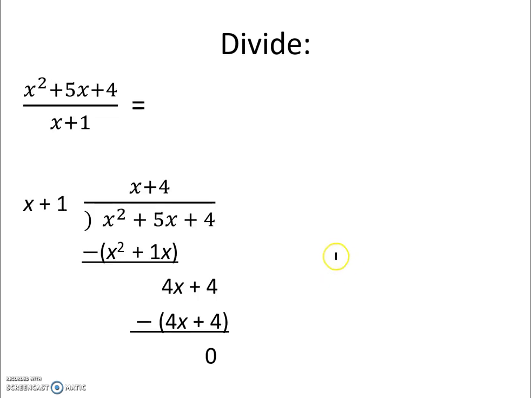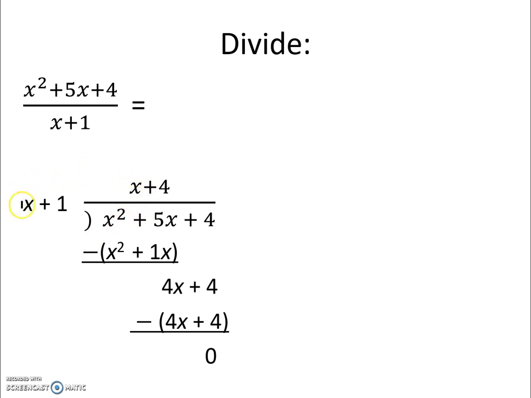Our next example is x squared plus 5x plus 4, and we're going to divide that by x plus 1. We do this by long division, so I have x plus 1 dividing into this x squared plus 5x plus 4. When you do long division like this, you're always working with this outer term, and you say x goes into x squared how many times? In other words, what would it take times x to get me x squared? Well, that's x, so we put an x here.